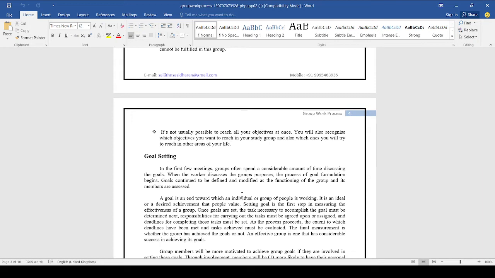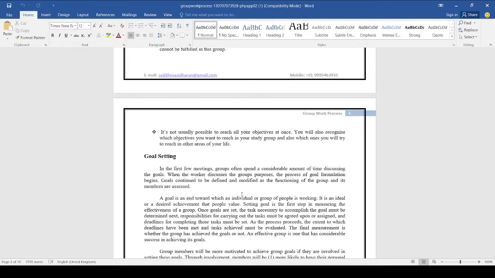Once the goal is set, the tasks necessary to accomplish the goal must be determined next. Which tasks are carried out to achieve the goal, and what responsibilities for carrying out the tasks are assigned to the group members, and the deadlines for completing the tasks must be set. This is a very important thing. This occurs only when we set a clearly stated goal.